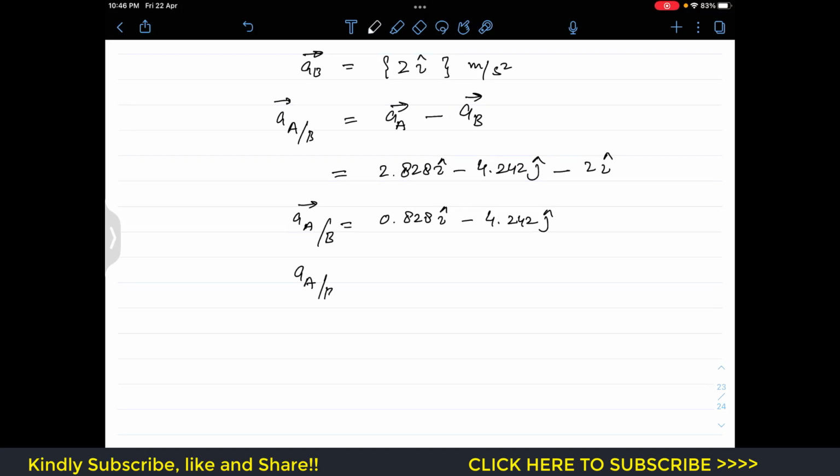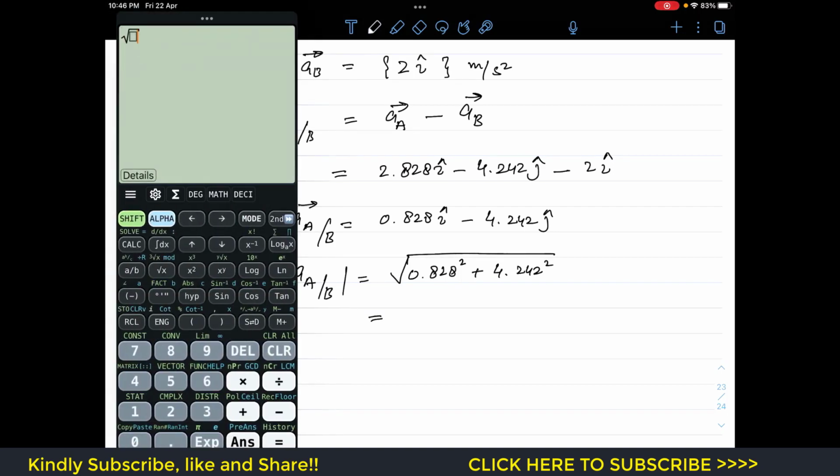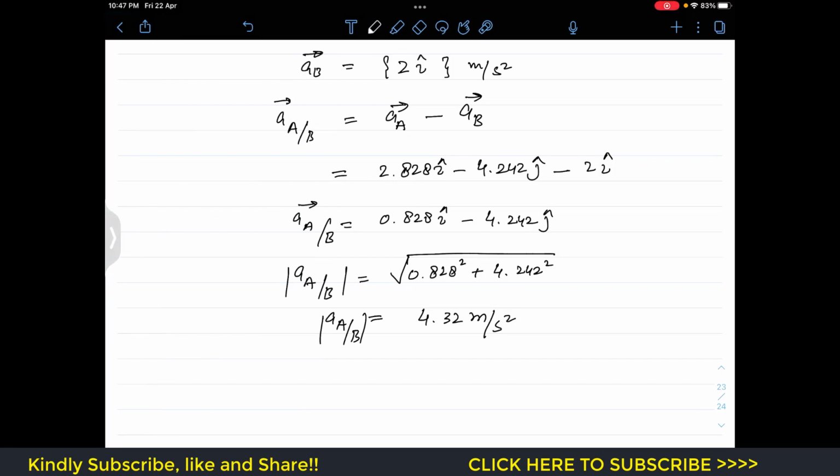And if you want to find its magnitude, the magnitude of the relative acceleration of A with respect to B will be equal to the square root of 0.828 squared plus 4.242 squared. This is 0.828 squared plus 4.242 squared. This gives us 4.322. So this is 4.32 meter per second square. So this is the magnitude of the relative acceleration of A with respect to B.